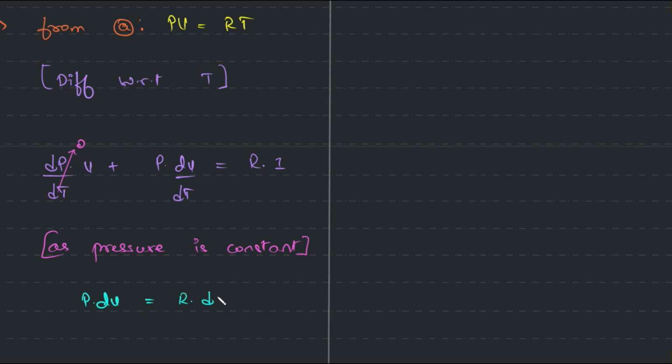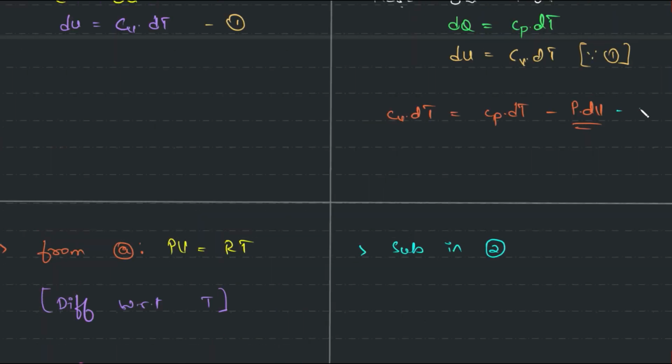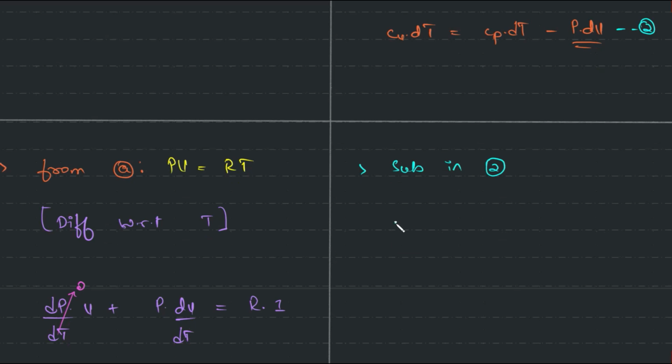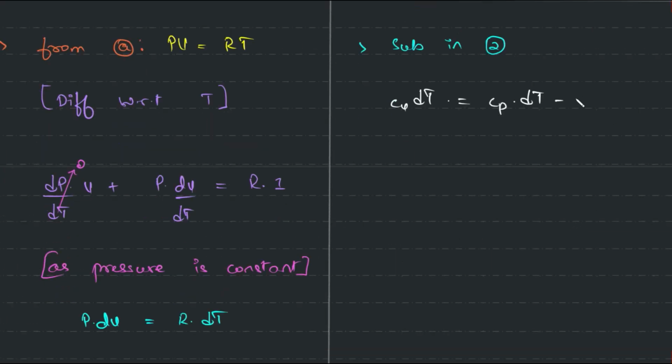I'm just rearranging the terms. So when we substitute, we'll call this 2. What do we end up with? We end up with Cv dT is equal to Cp dT minus R dT. And you can see dT is common, and with a bit of rearrangement, R is equal to Cp minus Cv. And that's your derivation.